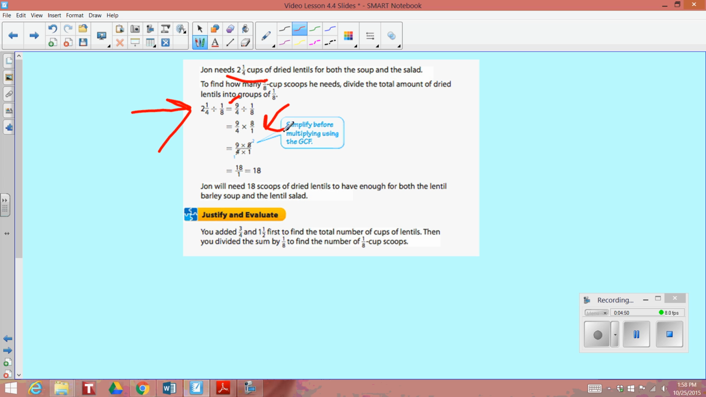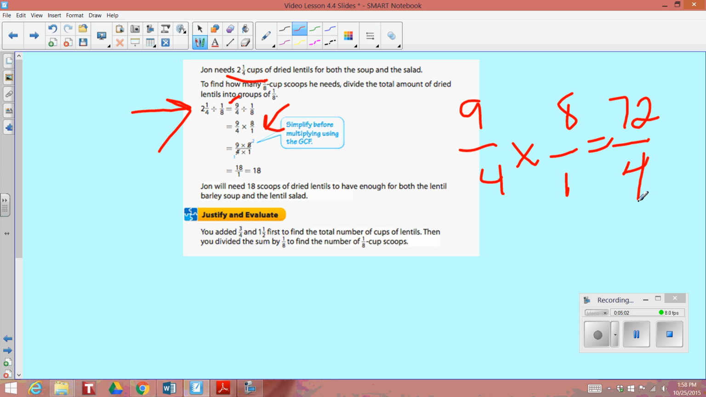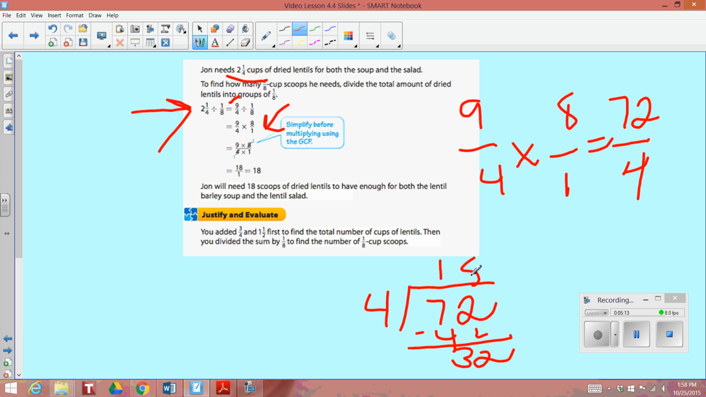which is right here. So 9/4 times 8/1. Now you could just take 9/4 times 8 over 1 and multiply it out and get 72 divided by 4. And we can quickly see that 72 divided by 4 is going to give us 18. 18 is our answer.